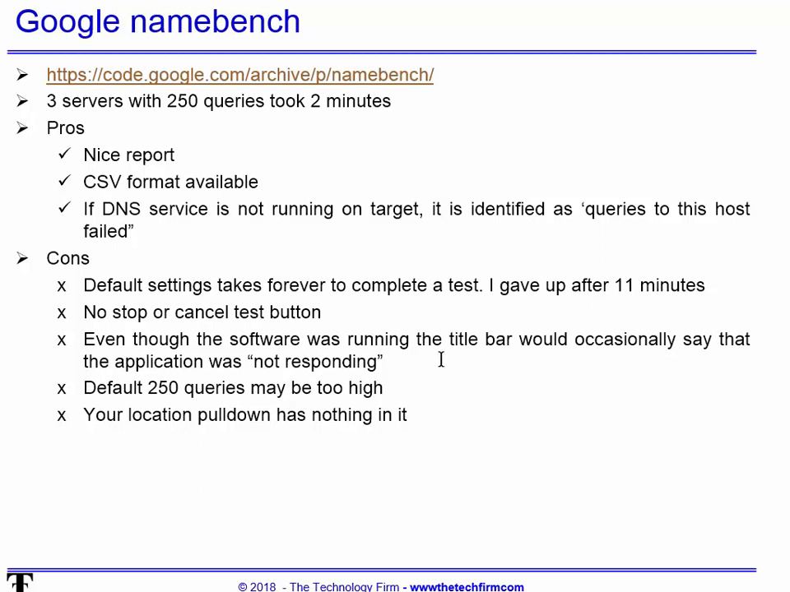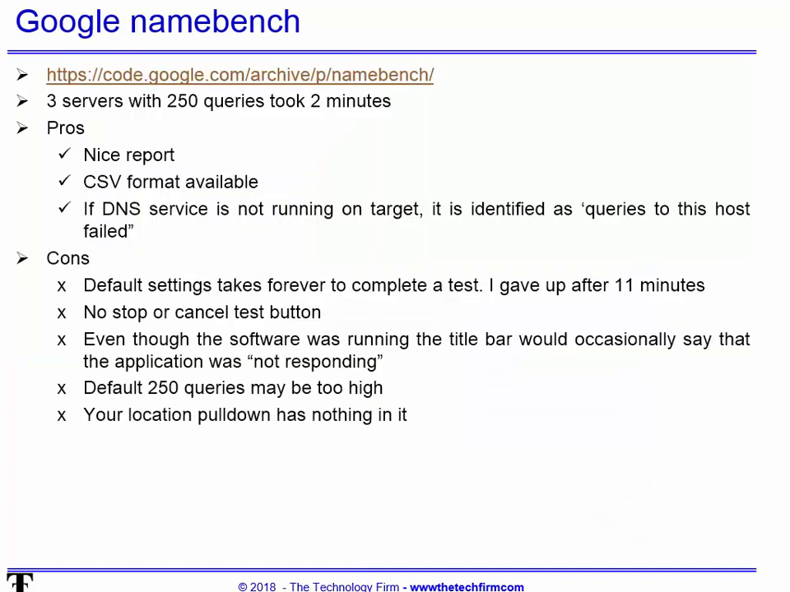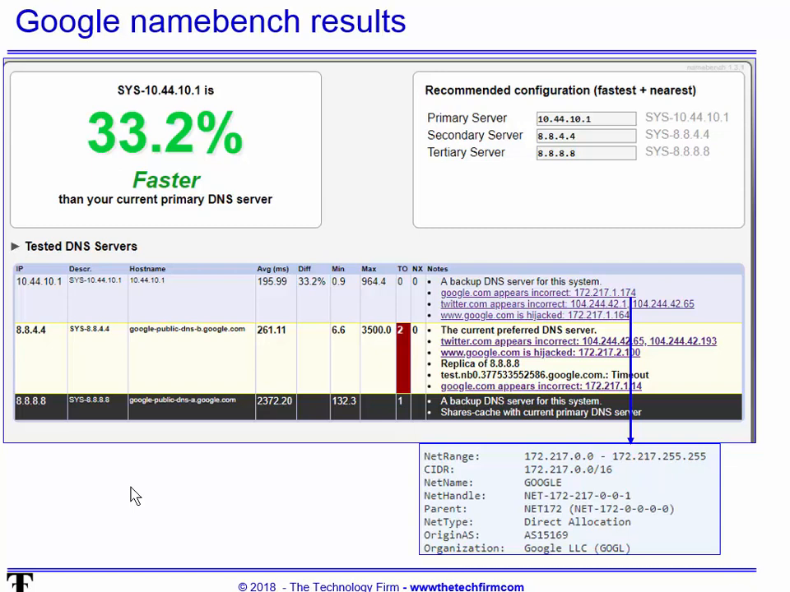So even though the software was running, the title bar occasionally would say that the application was not responding. And this is on my Alienware i7 with nothing else really going on. So it's not like I'm running it on a 10-inch netbook with only 1 gig of RAM running a bunch of garbage. This was on a pretty beefy machine. And I think the default 250 queries may be too high. That's my personal opinion. And the other odd thing is this location, your location. It says none, and when you hit the pull down menu, it's blank. So I don't even know what that is. So it's just a lot of little things to pay attention to.